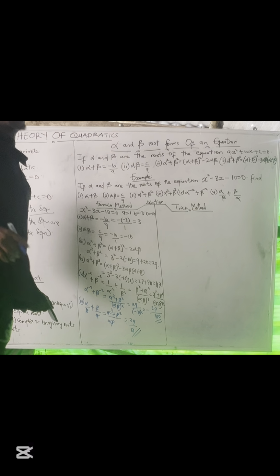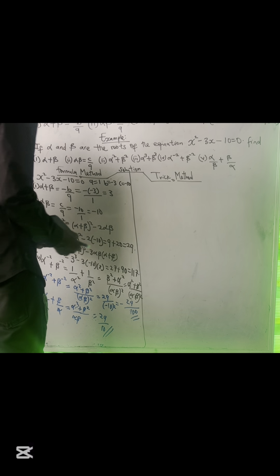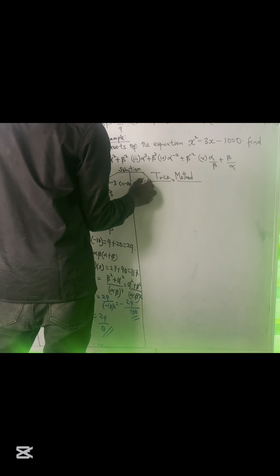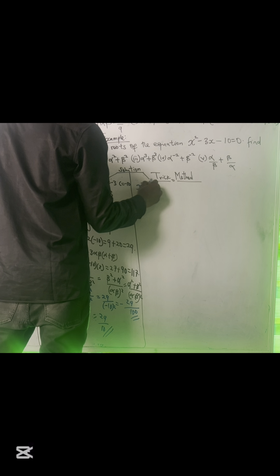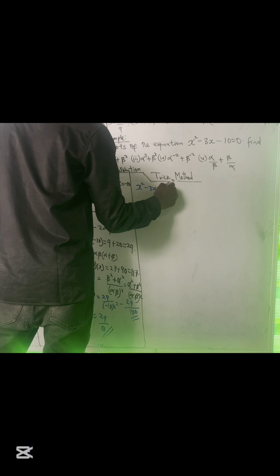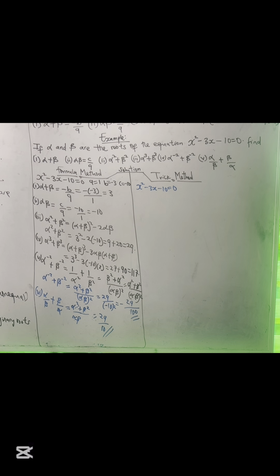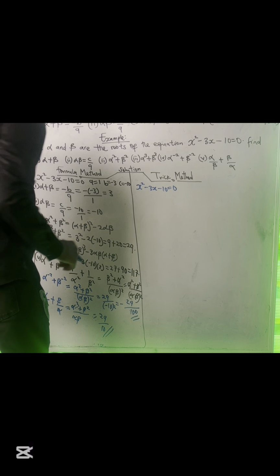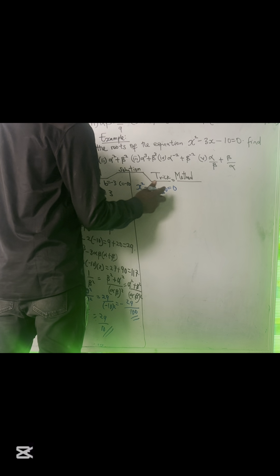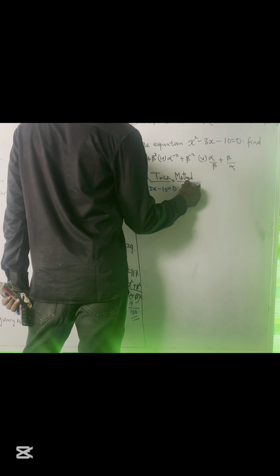But let's look at the trick method now. We are going to write out the equation given to us, which is x squared minus 3x minus 10 is equal to 0. The next thing we are going to do now, guys, is that we are going to solve quadratically.